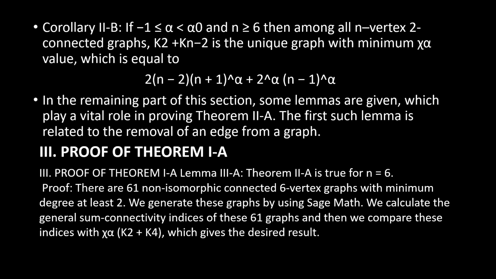Proof of Theorem 1a. Lemma 3a: Theorem 2a is true for n = 6. Proof: there are 61 non-isomorphic connected 6-vertex graphs with minimum degree at least 2. We generate these graphs by using SageMath. We calculate the general sum-connectivity indices of these 61 graphs and then we compare these indices with x_alpha of K2 + K4, which gives the desired result.